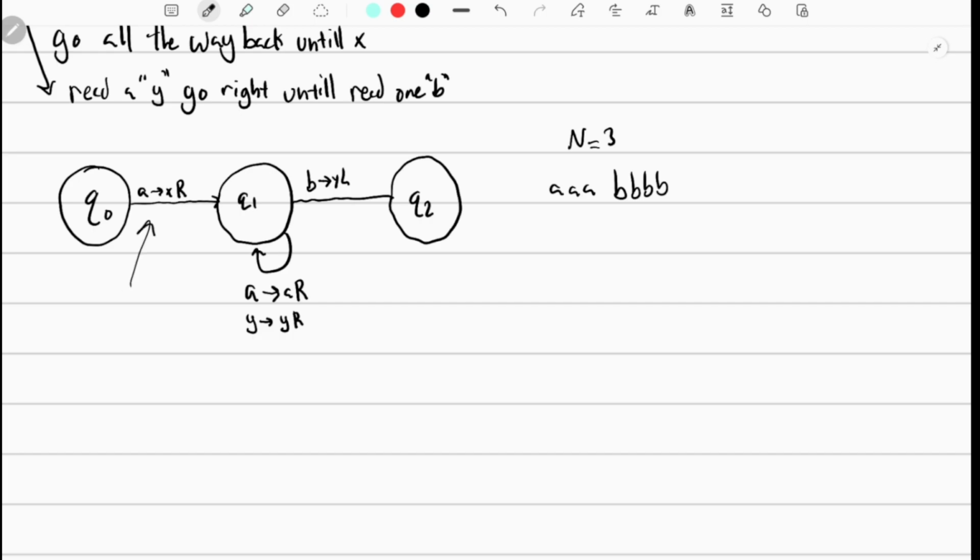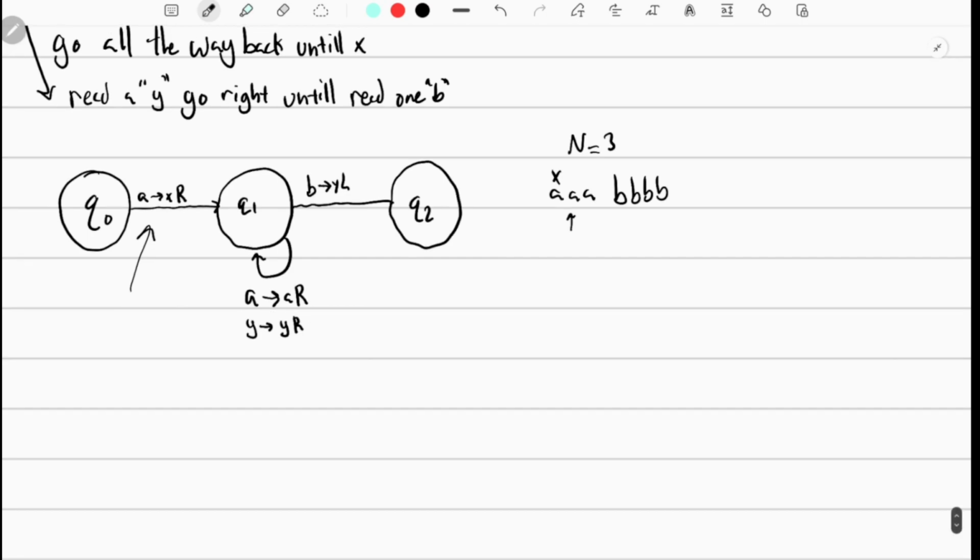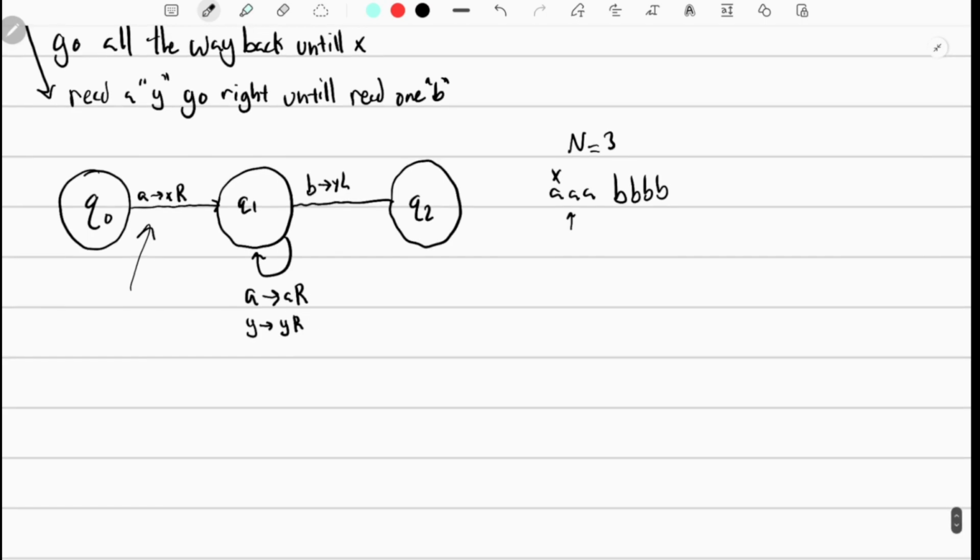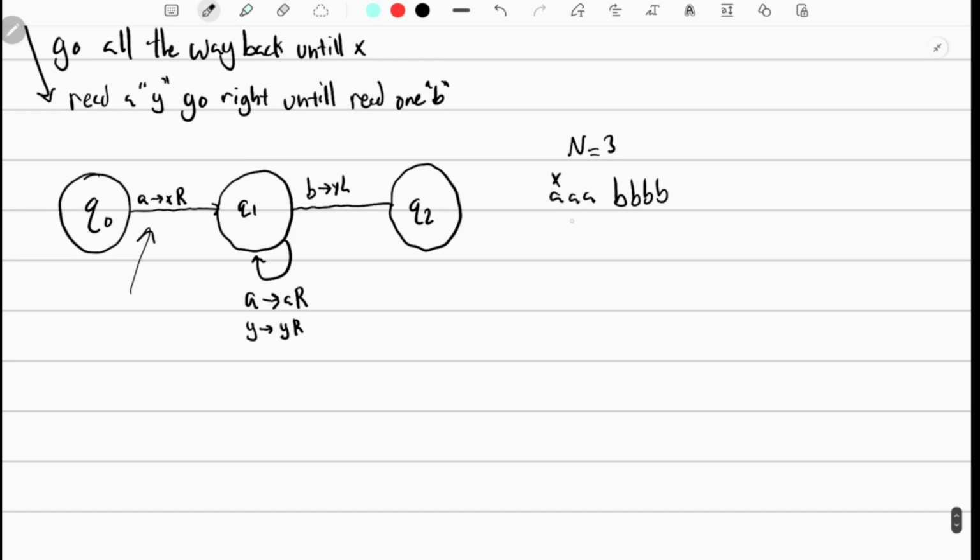So right here, we're reading an A, and then replacing it with an X. Head is right here, but we're also moving to the right. Now we're right here. So we're going to bypass all the A's because of this, and all the Y's. In this case, there's no Y's. This is the first iteration of the string. So we're going to bypass all of those, bypass this A, until we hit a B. Now we're right here. We're going to write a Y for that B, and then we're going to move our head over to the left.